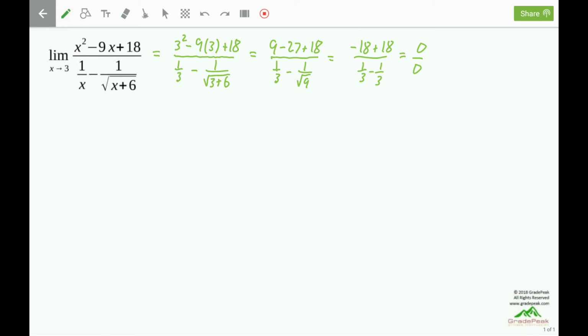Since we have a fraction involving the variable x in some way, added or subtracted together with at least one other term, we can try the common denominator method. So we're going to focus on the fractions that are in the denominator and get a common denominator between those. Their individual denominators are x and the square root of x plus 6, so the common denominator will be x times the square root of x plus 6.